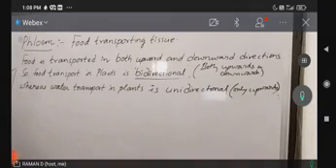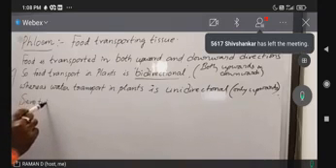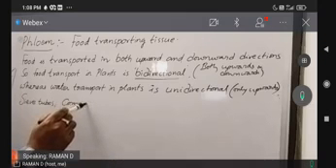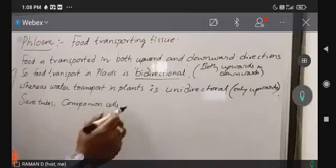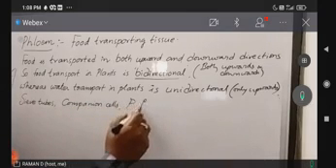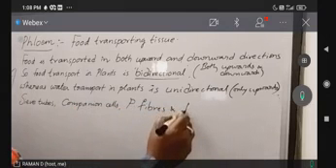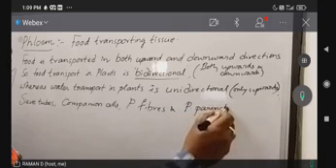Next, like how xylem is made up of 4 elements, phloem also is made up of 4 elements. They are sieve tubes, companion cells, phloem fibers, and phloem parenchyma.